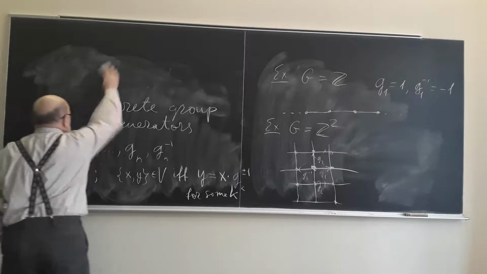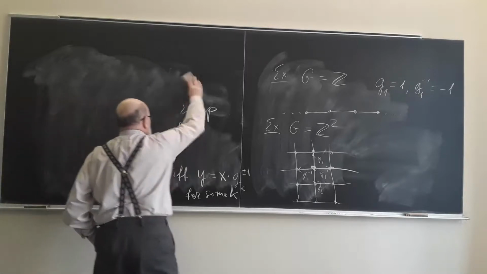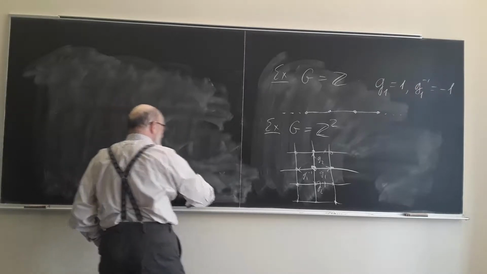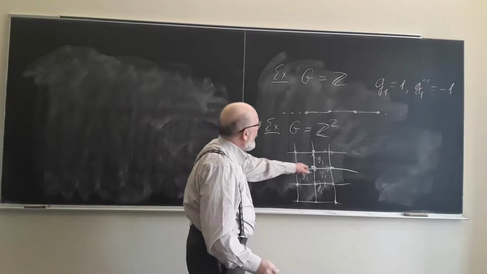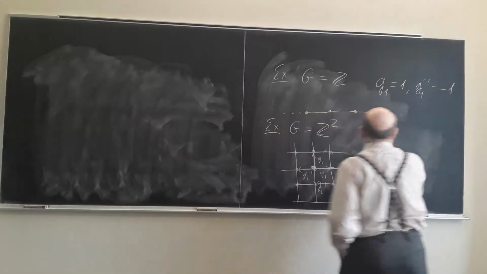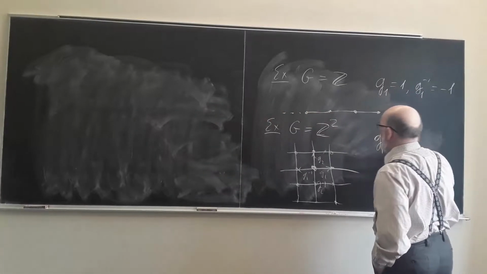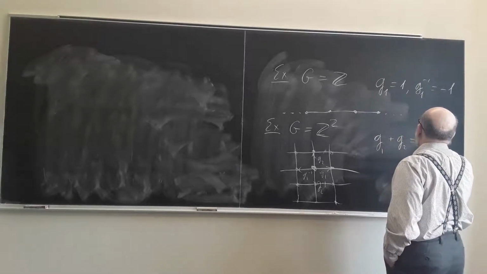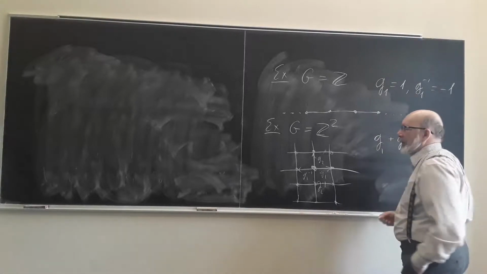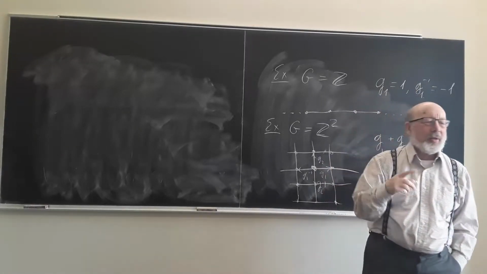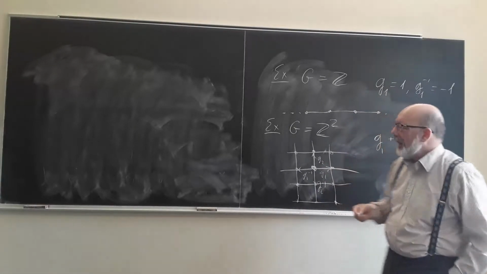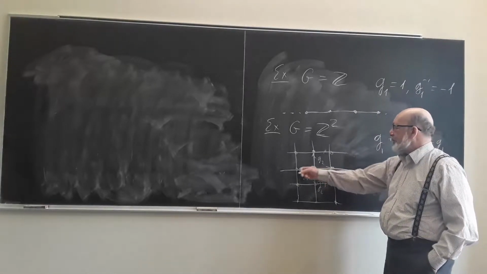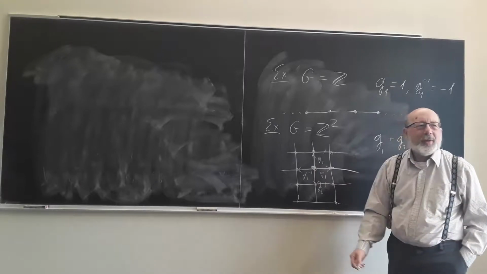Now maybe a more exciting example. So in this example, you have the following: g1 plus g2 equals g2 plus g1. Yeah, so it is commutative. Now I write the group operation as addition. And therefore, we have so many closed loops here.